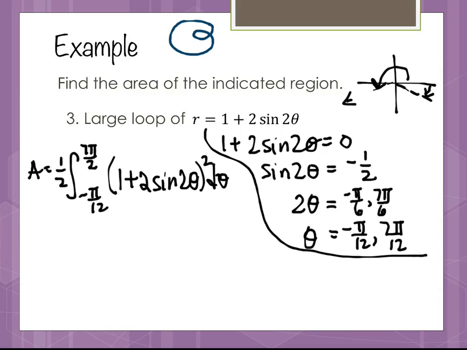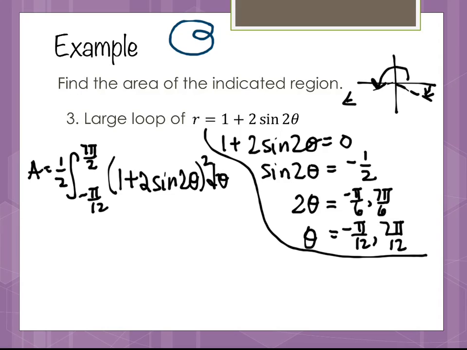And if you don't know which one to do, because we wouldn't have necessarily known that, you can graph it to decide which of those two sets of limits of integration will actually give you the desired area. So you're just going to be aware as you're graphing which one gives you the outer loop versus the inner loop. Does that make sense? Okay. So for our limits of integration, we are going from negative pi over 12 to 7 pi over 12.